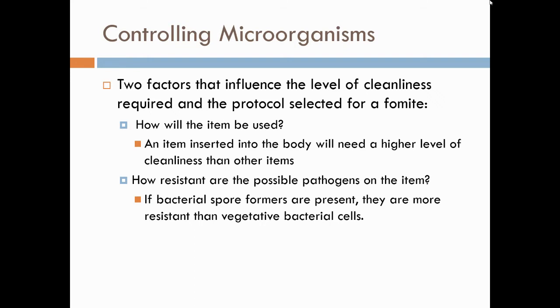And then we need to consider what pathogens could come into contact with this fomite. So are there potentially spore formers present? Is this somewhere where a bacillus that forms spores, something that's spore forming, is usually found? If it is, we know they're more resistant. They're going to take a higher level of care to clean in that kind of environment. Or are they just regular vegetative bacterial cells that don't form spores? Then they're a little easier to control.